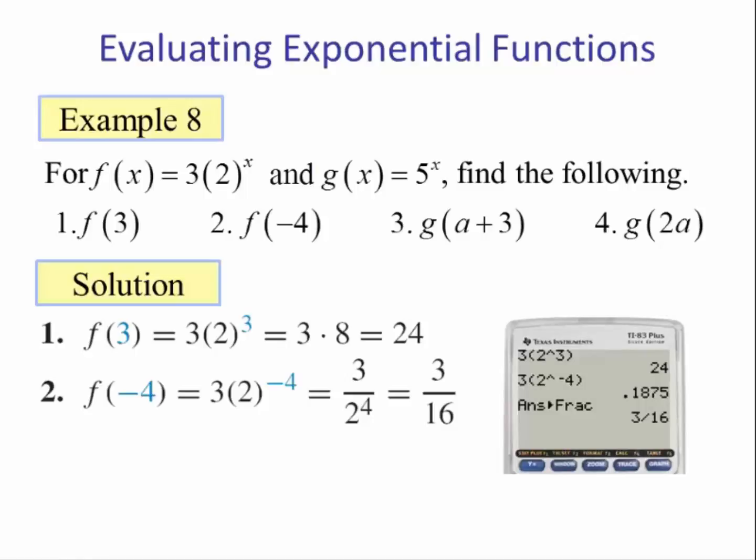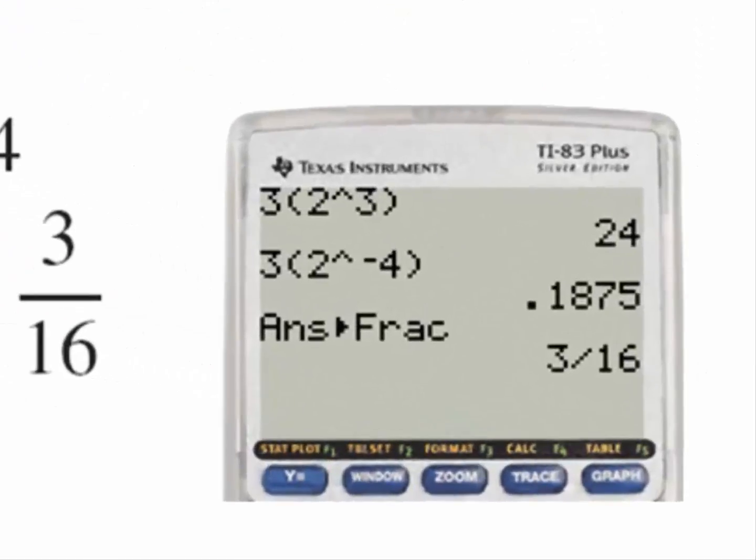We can use the graphing calculator to verify the answers. So for number 1, 3 times 2 to the 3rd power is 24. Number 2, 3 times 2 raised to the negative 4 power is 0.1875, which if we change that to a fraction is 3/16. It checks.